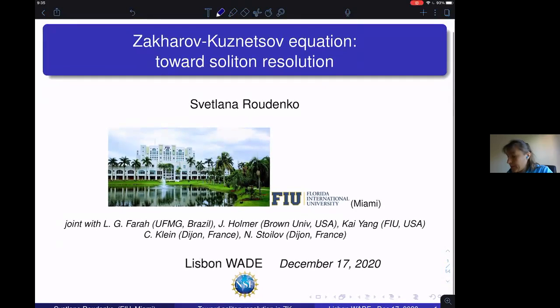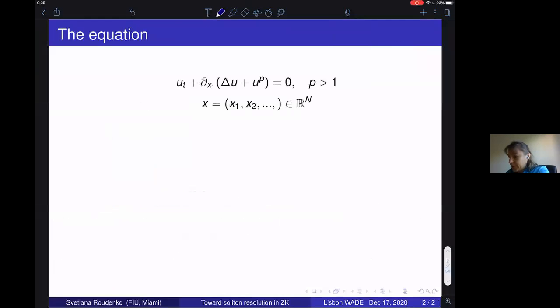Okay, so, well, let's start with the equation. Let me see if this works. Yeah, I think you can see my pointer.